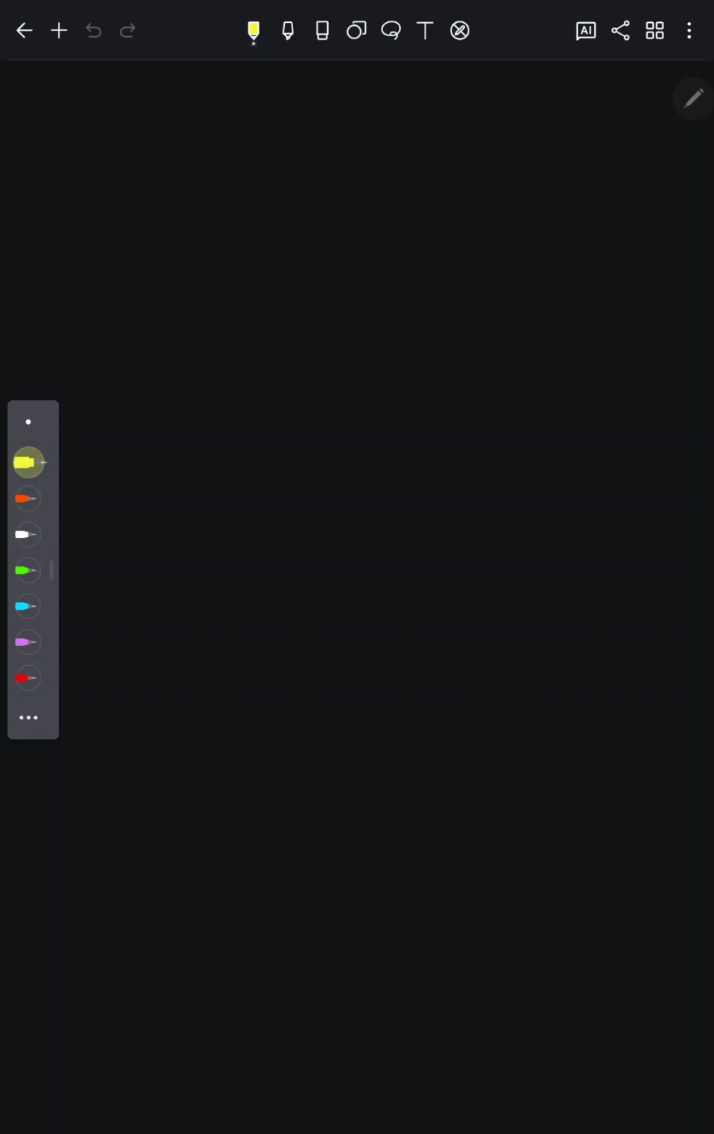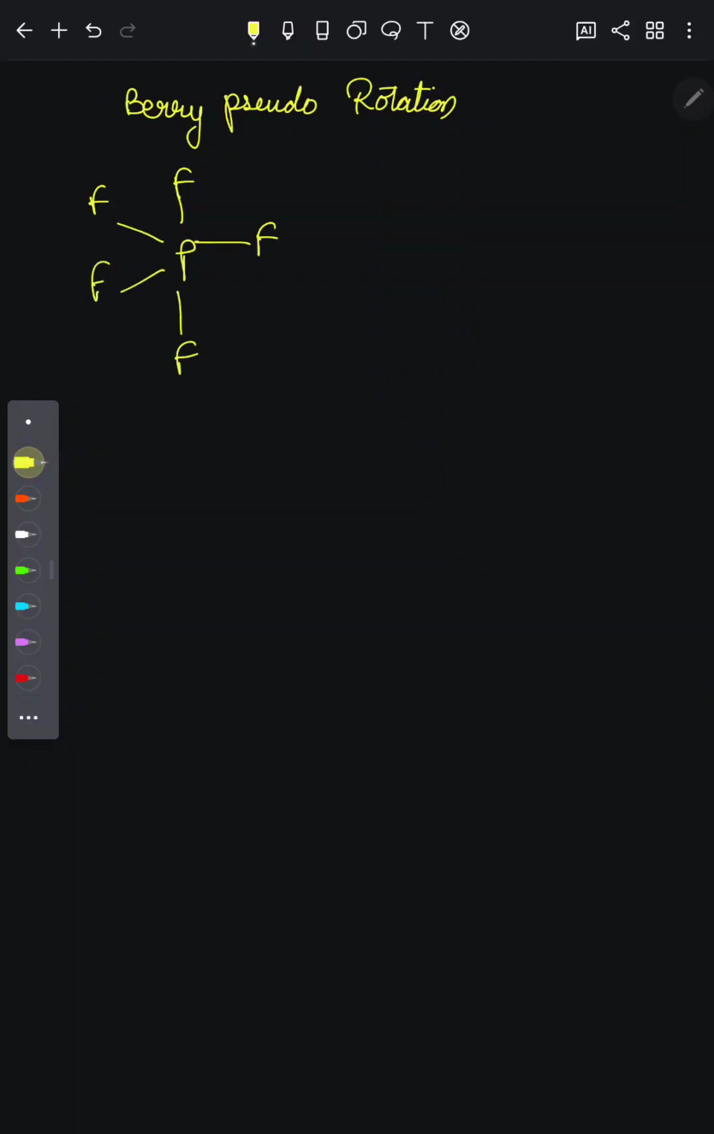In the same hybridization or geometry, we will see an important concept which is called Berry pseudo rotation. So what is Berry pseudo rotation? This is fluxional behavior that arises due to energy similarities. Both have the same energy difference, so fluxional behavior can be seen at room temperature. So let's take an example of PF5.